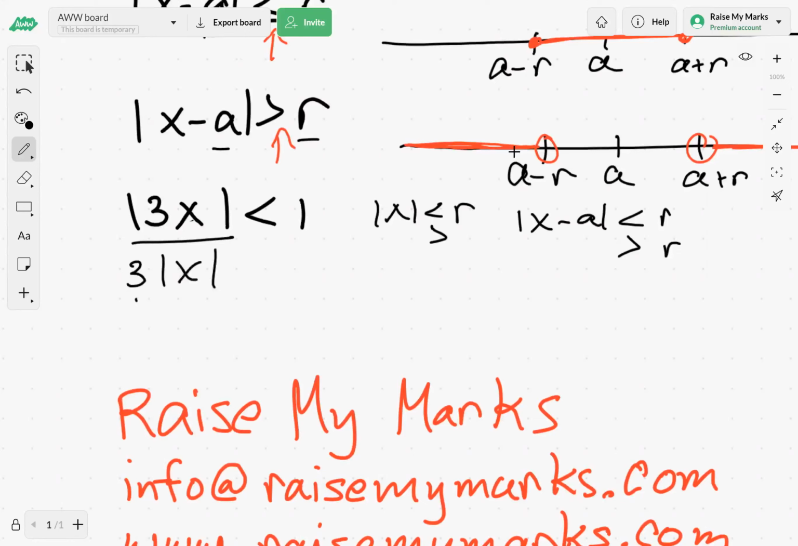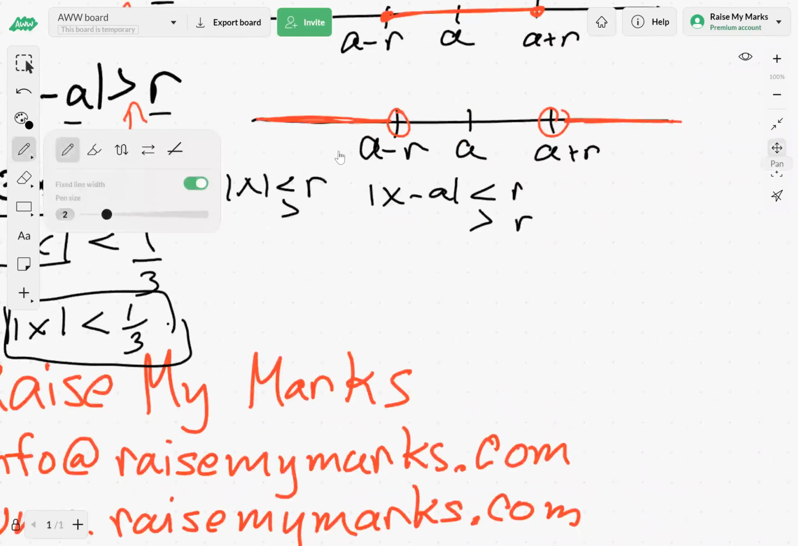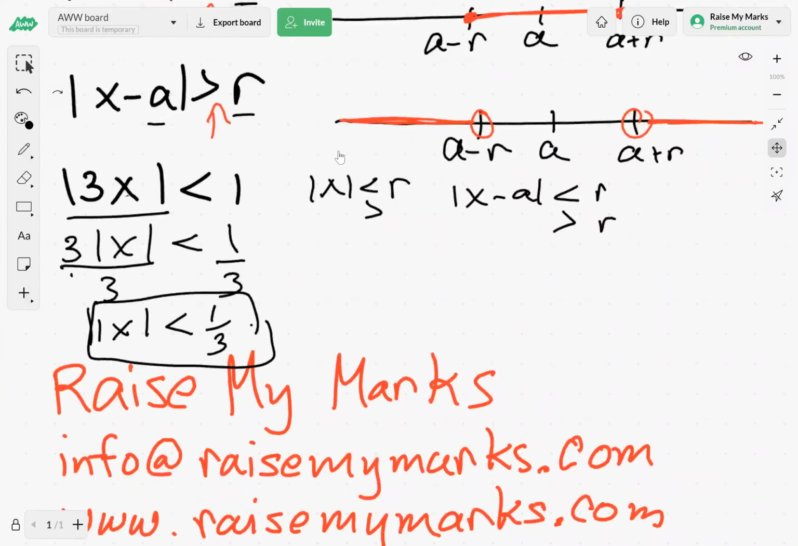We get 3 times the absolute value of x less than 1. Now we're going to divide both sides by 3. And we're left with absolute value of x is less than 1 over 3. So now we can graph the number line for this inequality. Let's do that. Okay, so we got our number line, our center is 0, and our radius is 1 over 3.